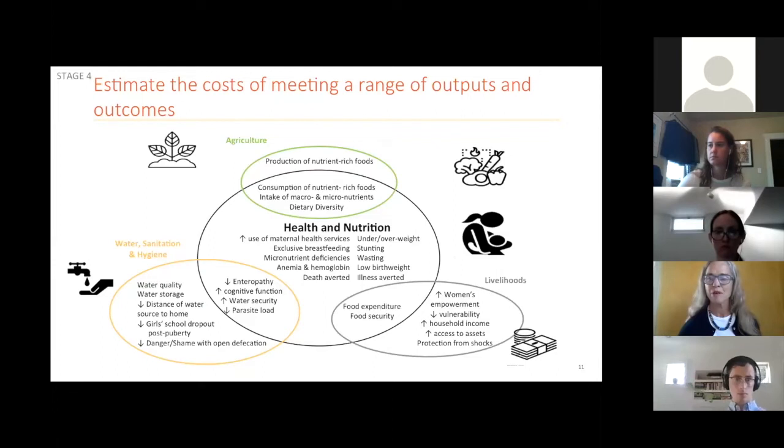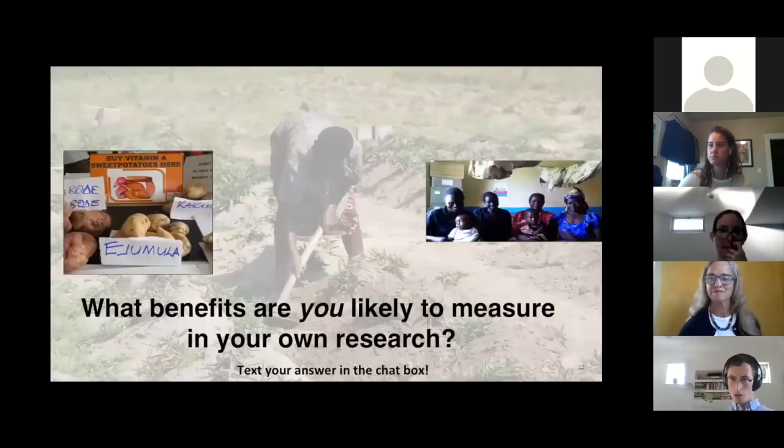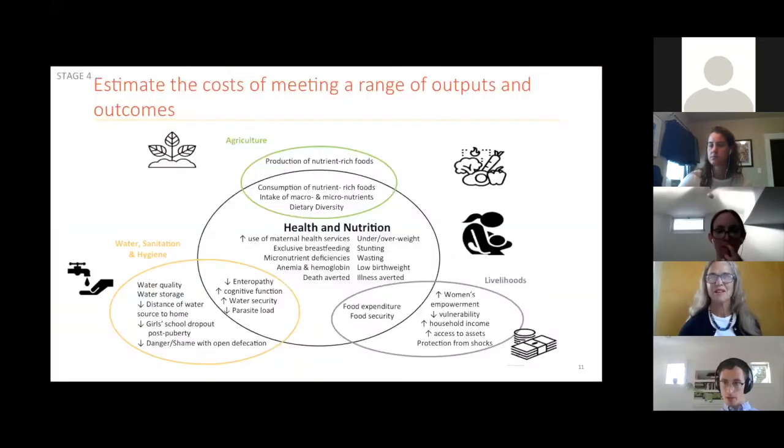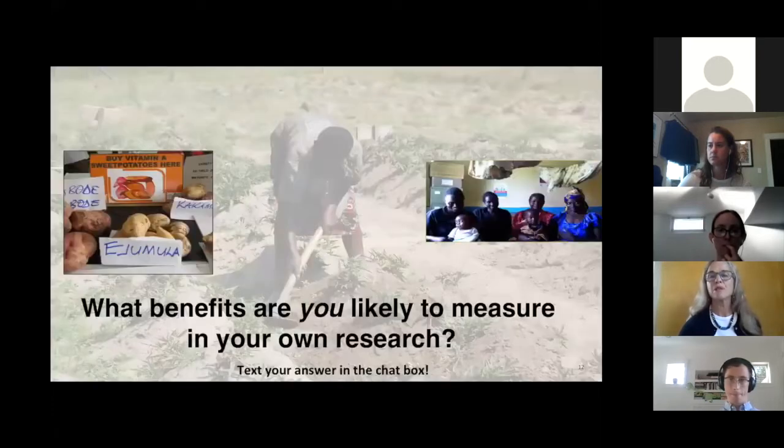Chris, do we have any responses? Just one: improved intake of iron and zinc. Now we got a few more coming in. Knowledge and skills, women's empowerment, birth-related outcomes, and dietary diversity. Great. So those are great examples of some of the benefits that we are trying to capture.